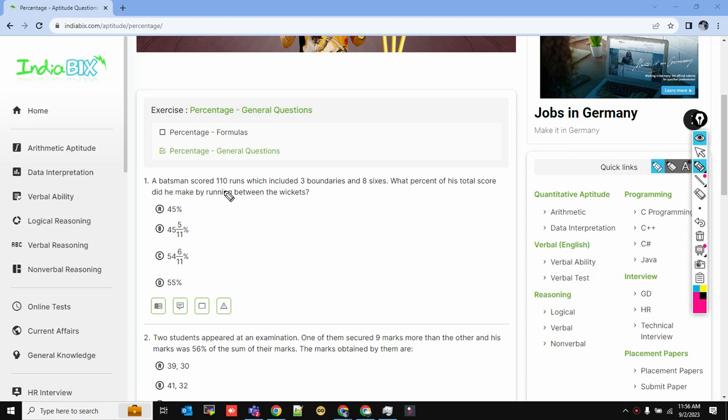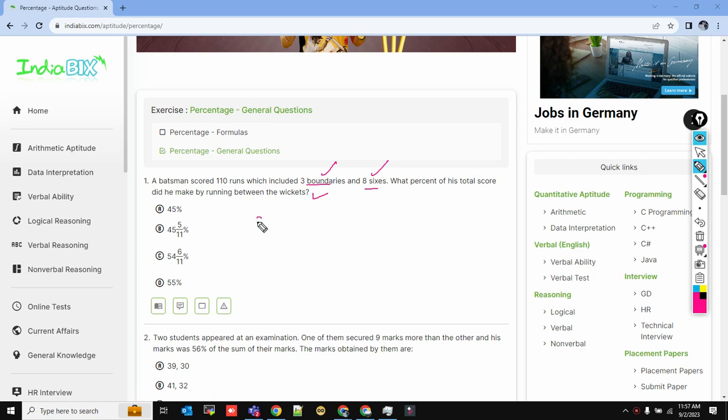Okay, so a batsman scores 100 runs, which includes 3 boundaries and 8 sixes. What percentage of his total score did he make by running between wickets? So how many runs did he score by running between wickets? We have to exclude the 3 boundaries and 8 sixes from this, right? And then find the percentage from this number, okay?